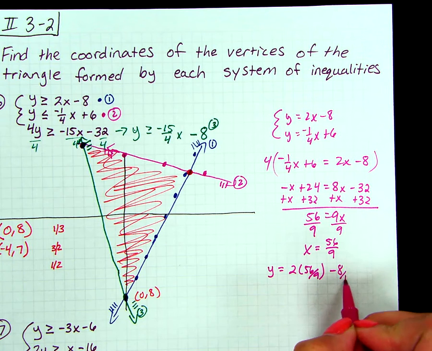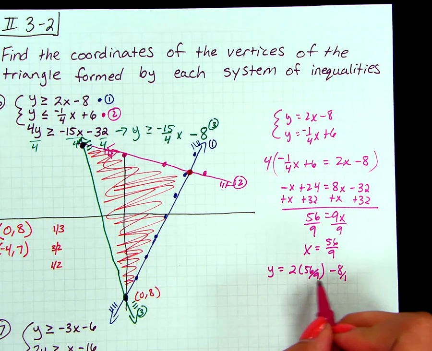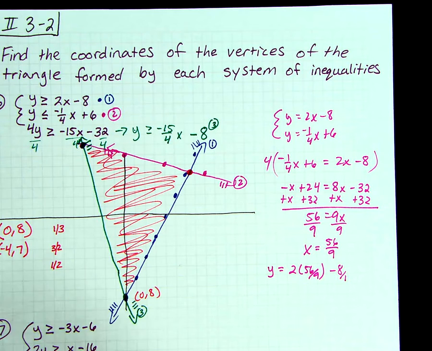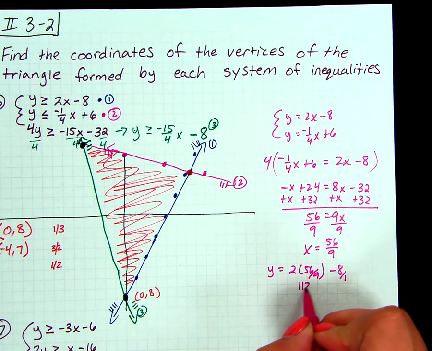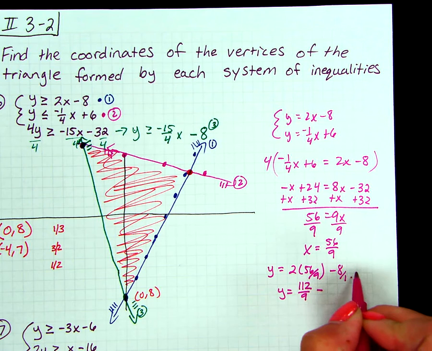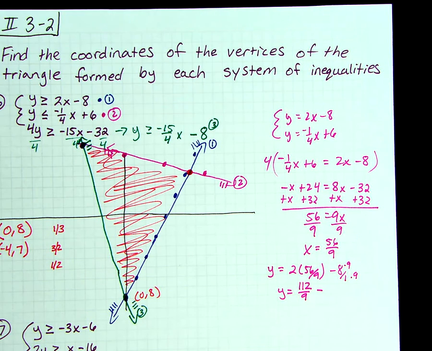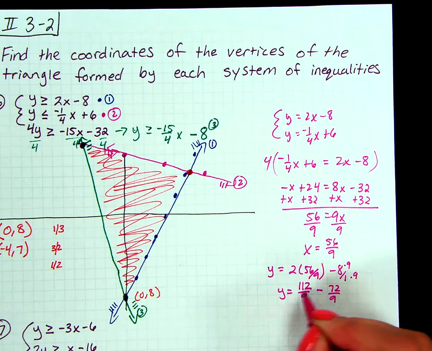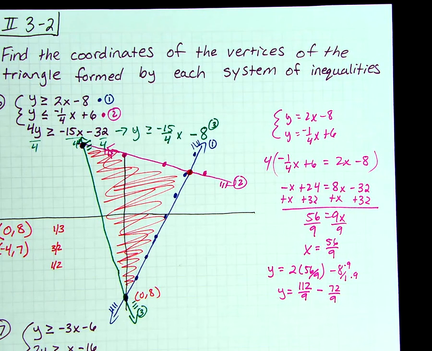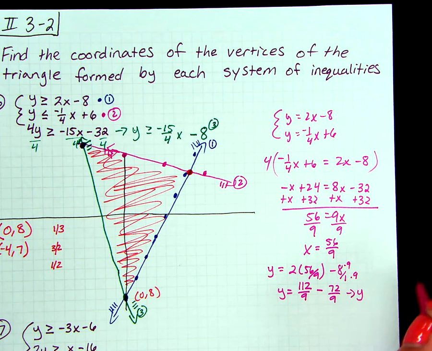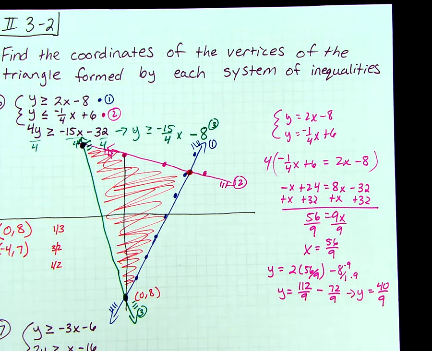So I'm going to put 8 over 1, and that's going to need to have a common denominator with 9 to be able to combine. And then we would take 2 times 56, so that's going to be 112 over 9. And then if I make that a 9, that means that we're going to have to multiply 8 by 9, so 8 times 9 is 72. And then 112 minus 72 is going to be 40. So this means that we would have y equals 40 over 9.